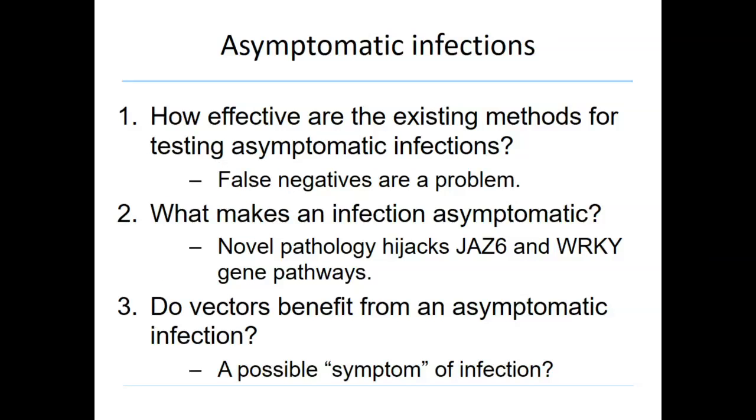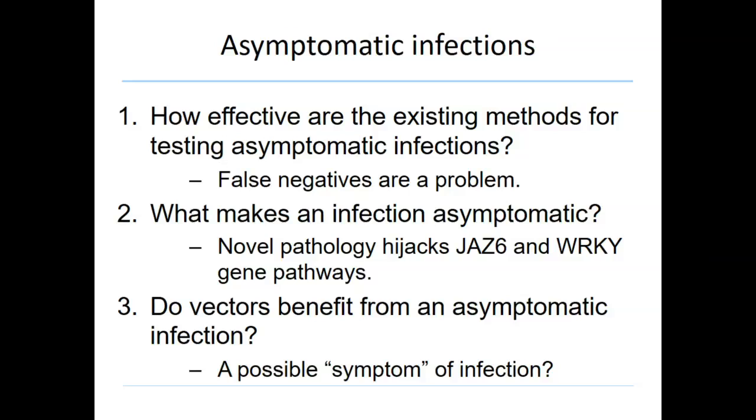So just to close off, false negatives are a real problem when it comes to asymptomatic infections. What's really nice is being able to see your infection. But if you're working with these asymptomatic infections, which are not unique to Lyme and not unique to phytoplasmas, then we need to start working on much more effective methods for monitoring the pathogen.